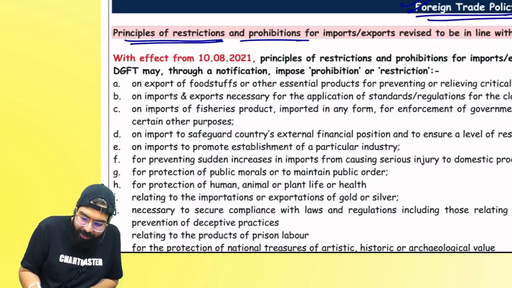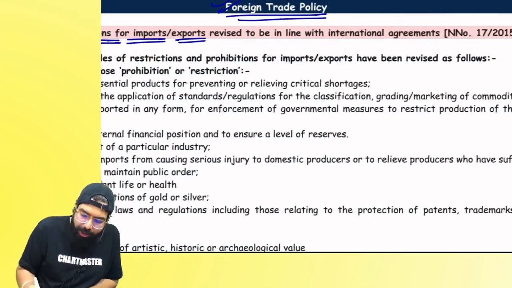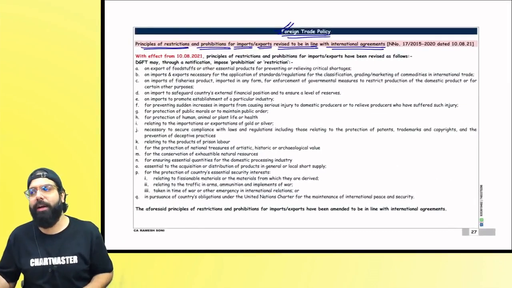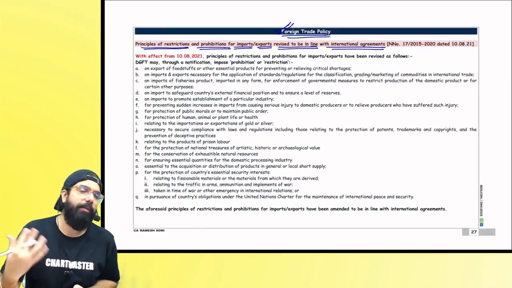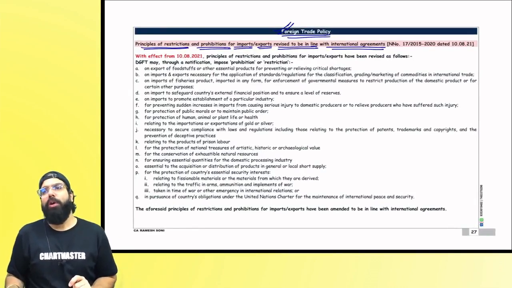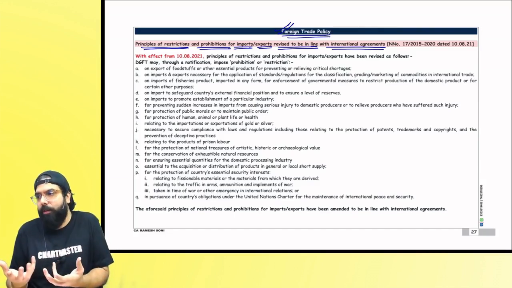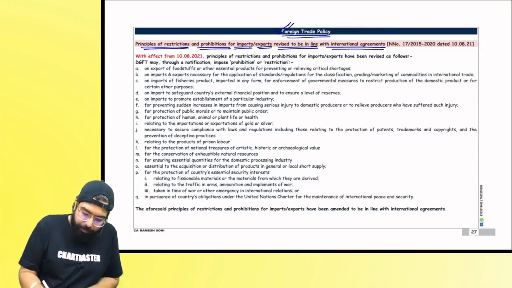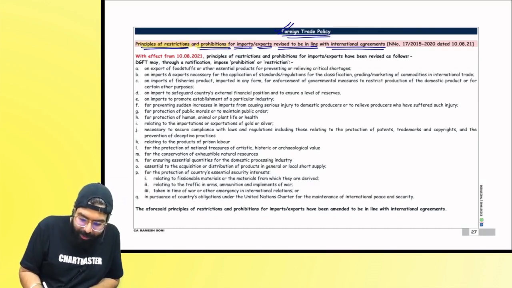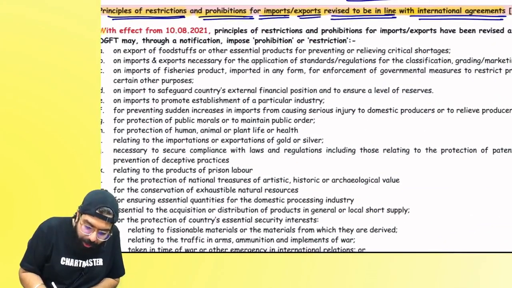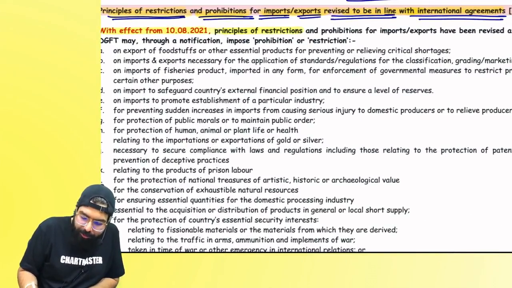Principles of restrictions and prohibition for import and export have been revised in line with international agreements. You know what happened for importing and exporting an item? What are the principles? They have revised them. Sir, we will not allow items to be exported which are in shortage in India. With effect from 10th August, the principles of restrictions and prohibition for import or export have been revised.